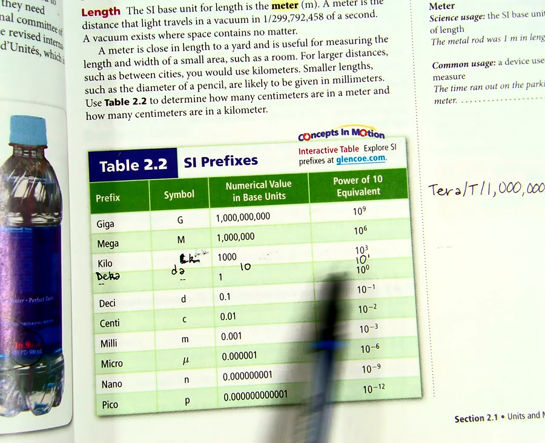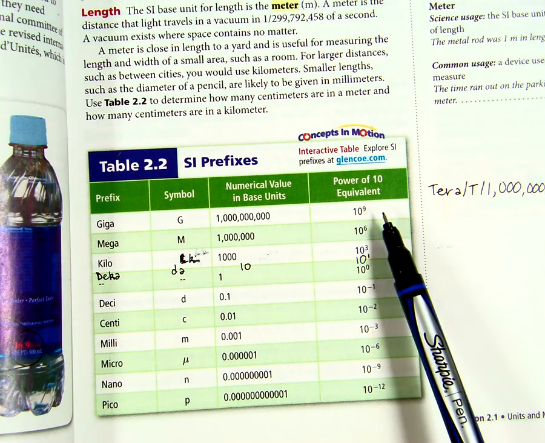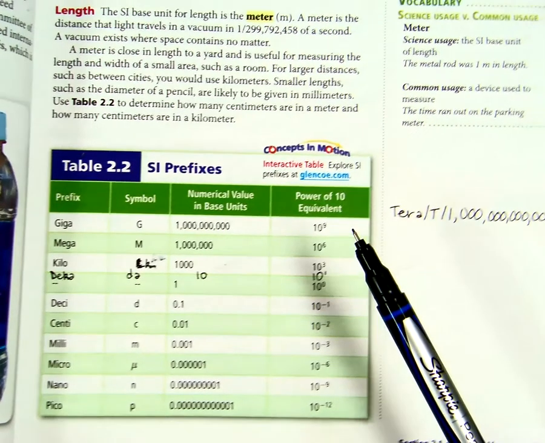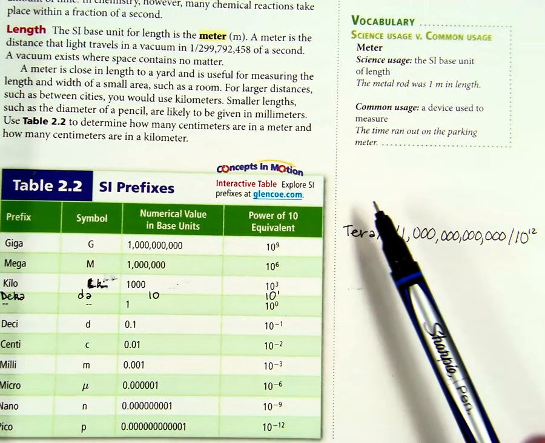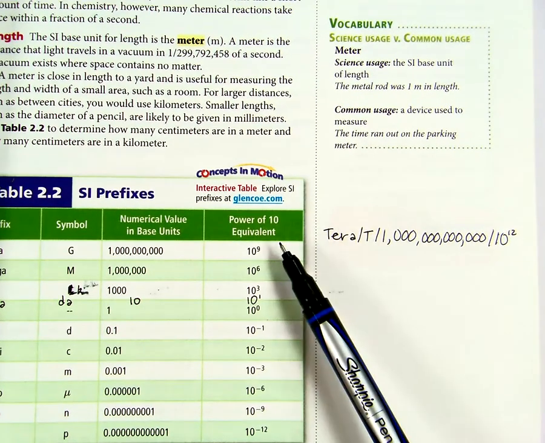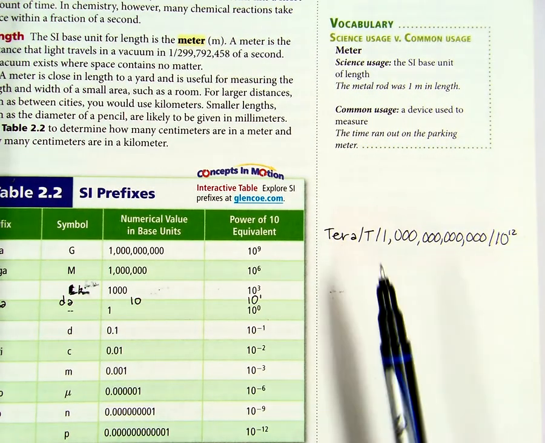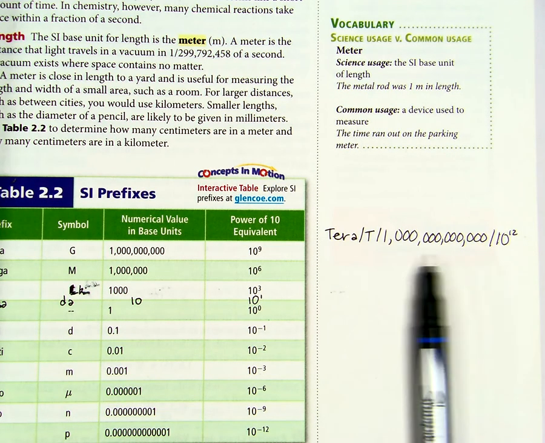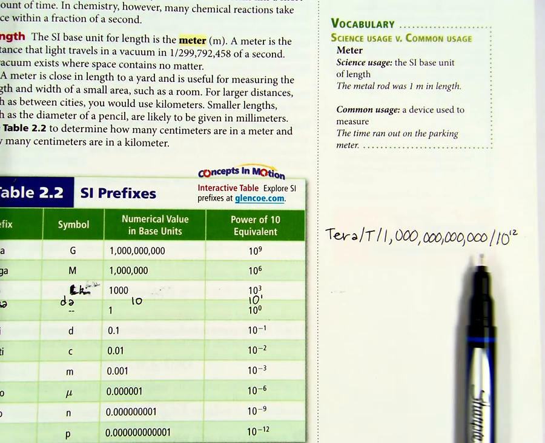There is another one I'd like you to add here. You can see this student's written it over here. It is the prefix bigger than giga. It is the prefix tera. The prefix tera has the symbol capital T. It means a trillion. So that's 1, as you can see there, followed by 12 zeros. And that would be 10 to the 12th.